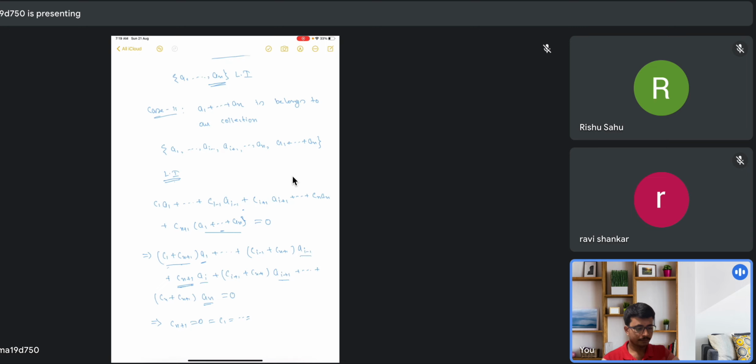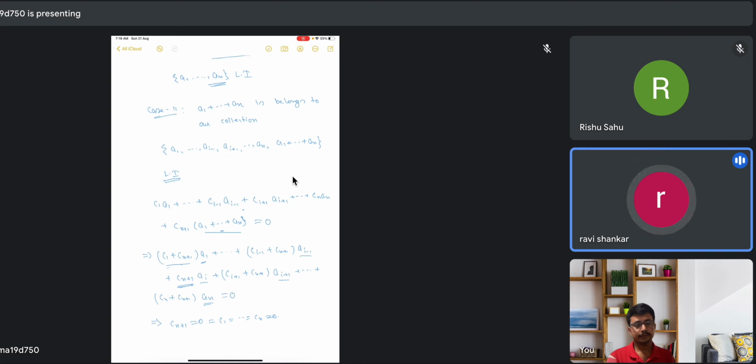Yeah, please tell me if it is fine or not. Rishu? Sir, why are the coefficients 0, sir? Is it given or what?